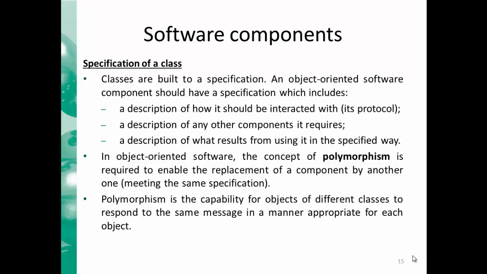For example, if I have a shape as superclass and square and circle as subclasses, when I say calculate area, the square will calculate the area using a formula different from the one that will be used in the circle. And that's what we mean by polymorphism. This is a very important feature that will enable us to replace a component by another if both are meeting the same specifications.